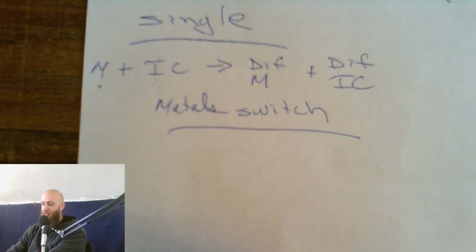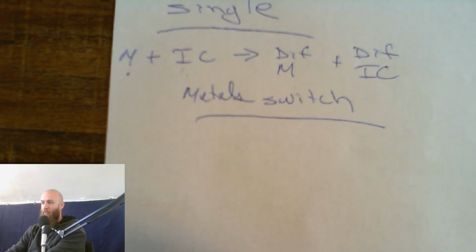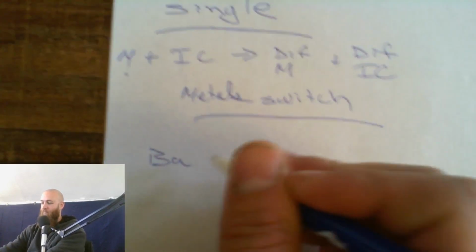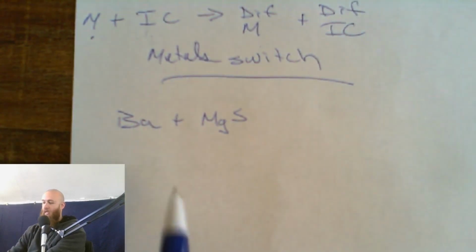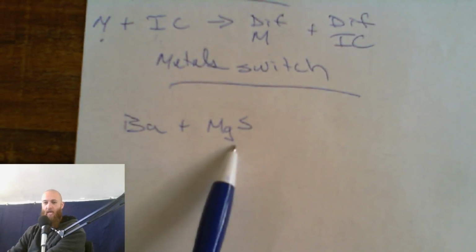So let's do an example. Let's do a straightforward one. Let's say barium and magnesium sulfide. I got my metal and ionic compound.